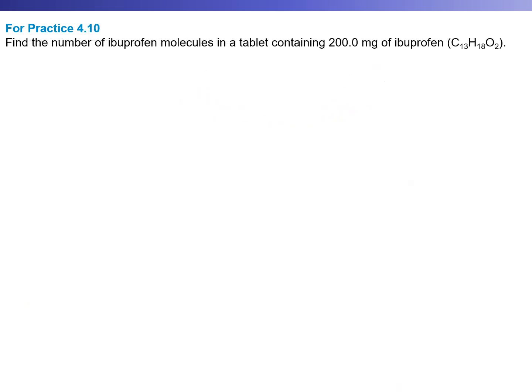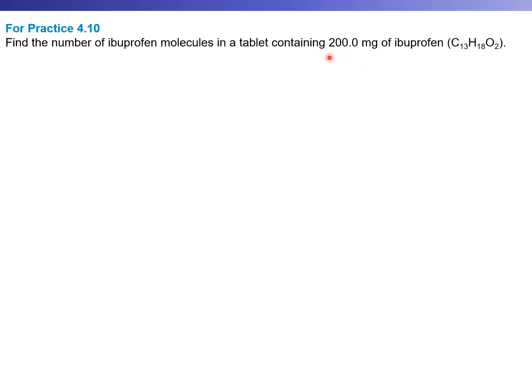Now problem 4.10 wants us to find the number of ibuprofen molecules in a tablet that contains 200 milligrams of ibuprofen, and they were kind enough to give us the formula. So if we just read this, there's 3 hints in here that are going to give us some direction on how to solve this problem. So what are the hints? Well, one of them is the number of molecules. They want us to find the number of molecules, which in this case are ibuprofen molecules.